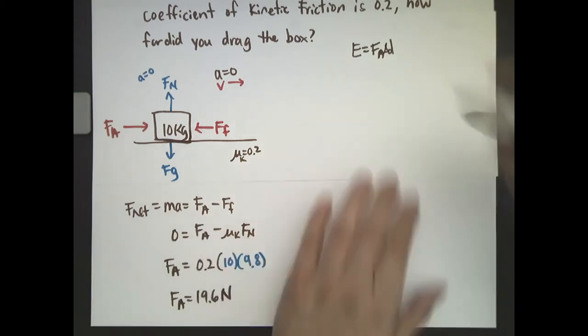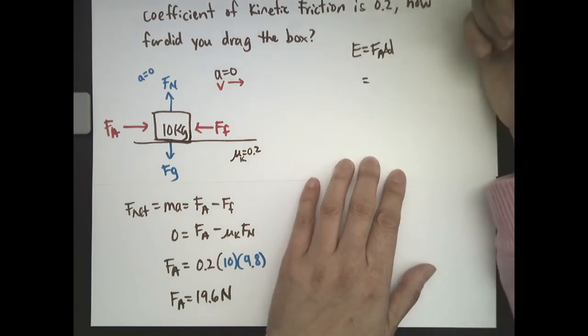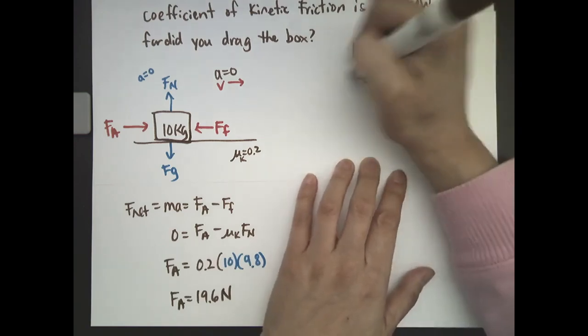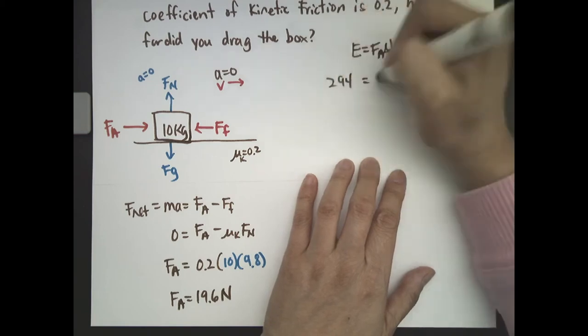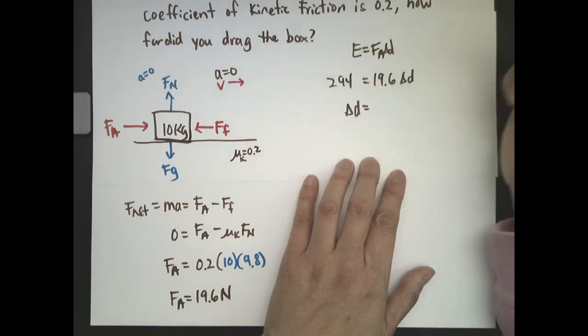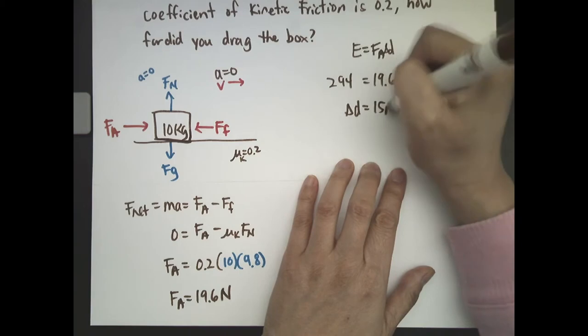Now that you know that, we can plug in and figure out how far you dragged this along. So this would be 294 equals 19.6 times the displacement. And so now we have the displacement calculated as 15 meters.